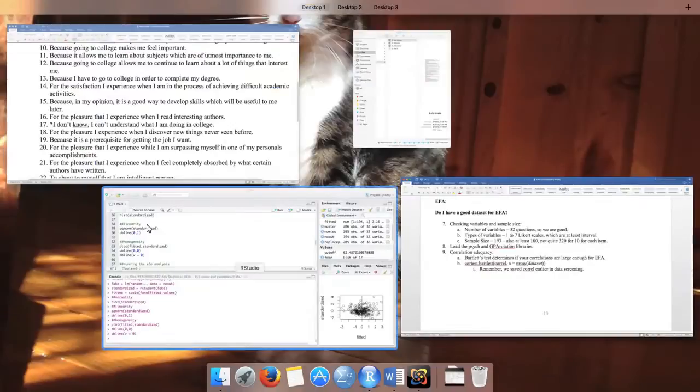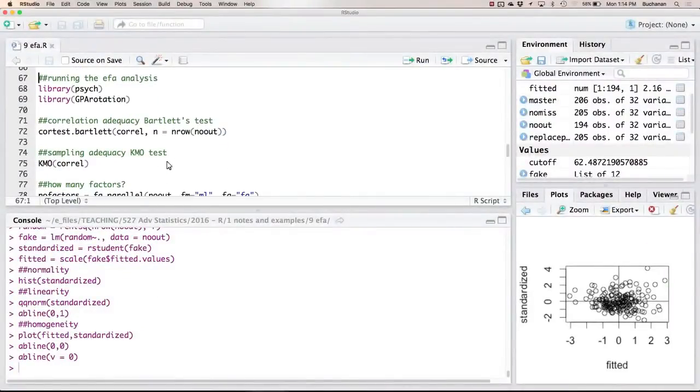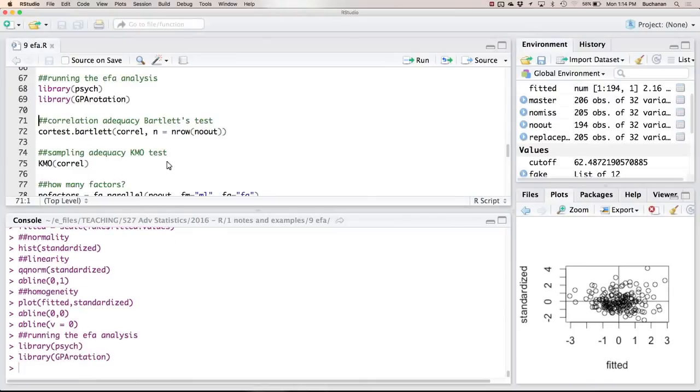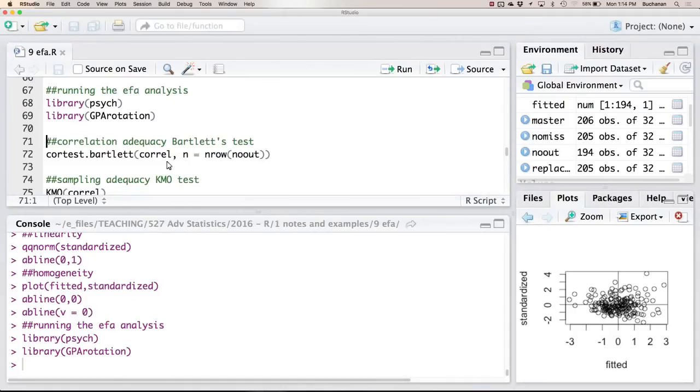You should have psych on your computer, but you may not have GPArotation, so you might have to install that one quick. It helps the rotating part work better. Make this a little bigger.